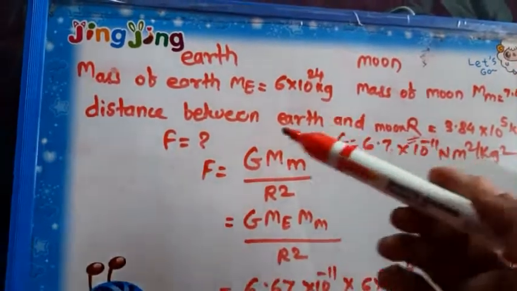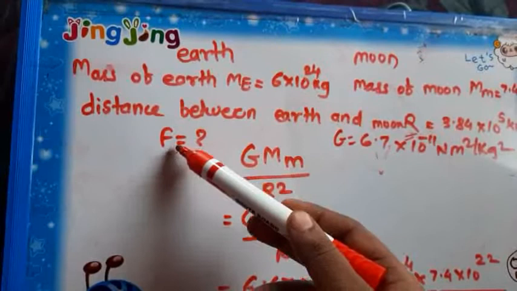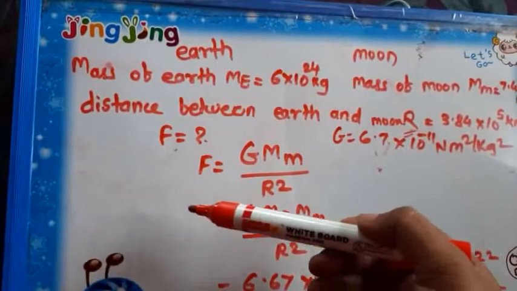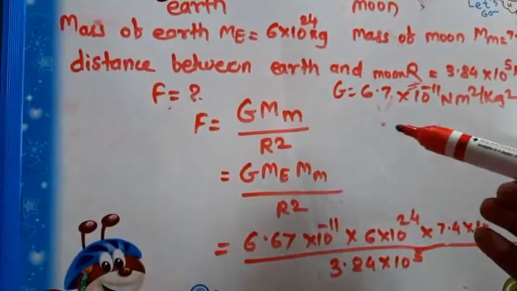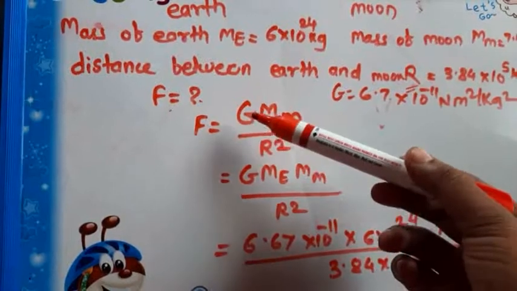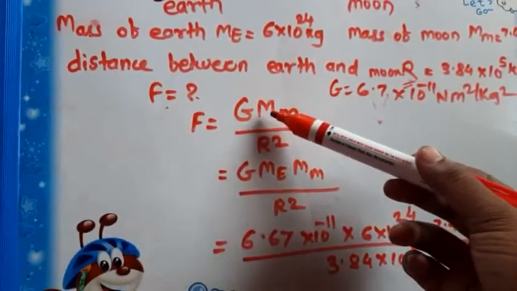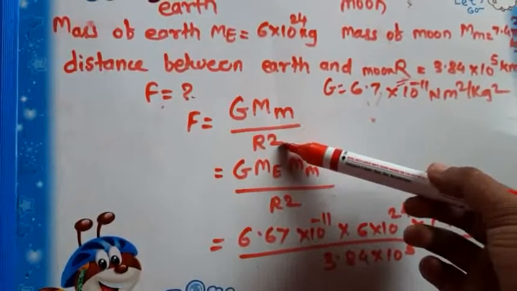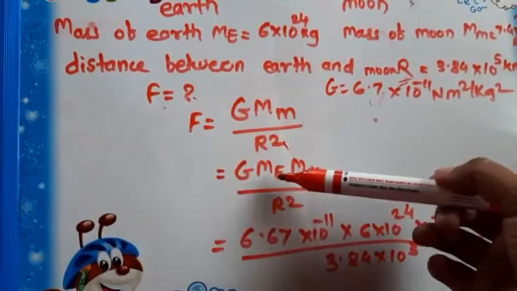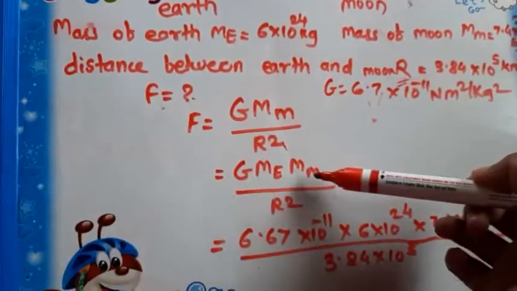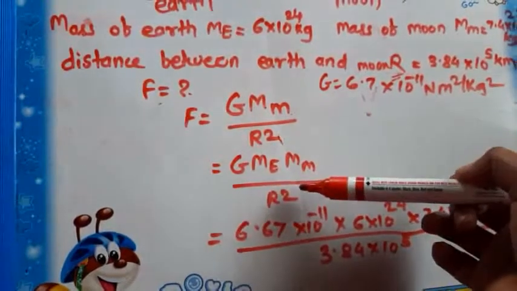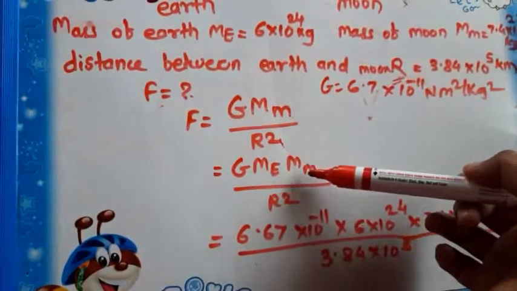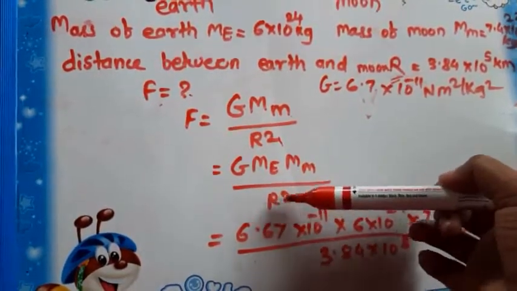Now, while calculating force of attraction between them, we know according to Newton's gravitational law of attraction, F is equal to gravitational constant, mass of first object into mass of second object divided by distance between them square. So here our first object is Earth and second object is Moon. So this formula we will modify like that: gravitational constant into mass of Earth into mass of Moon divided by distance between them square.